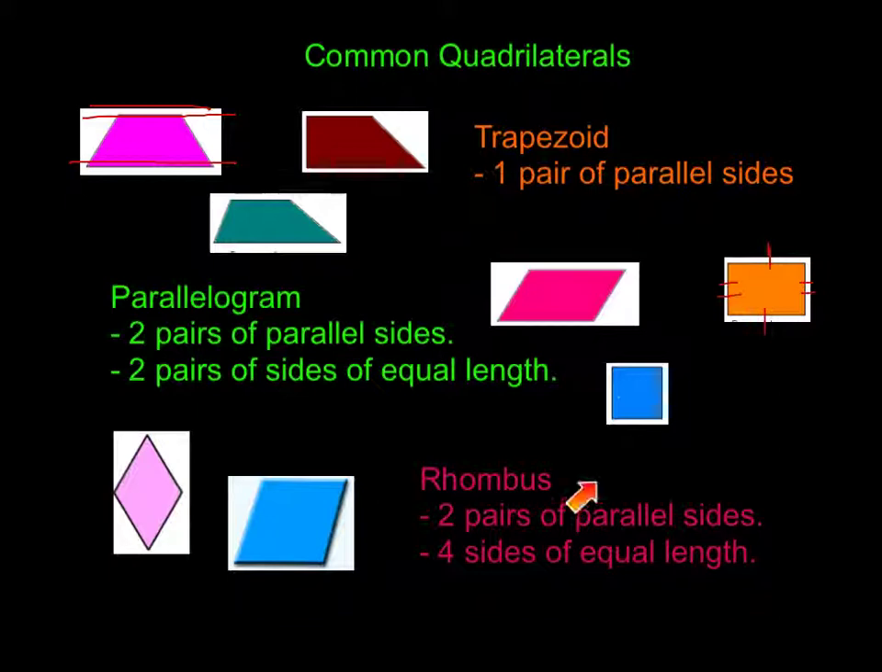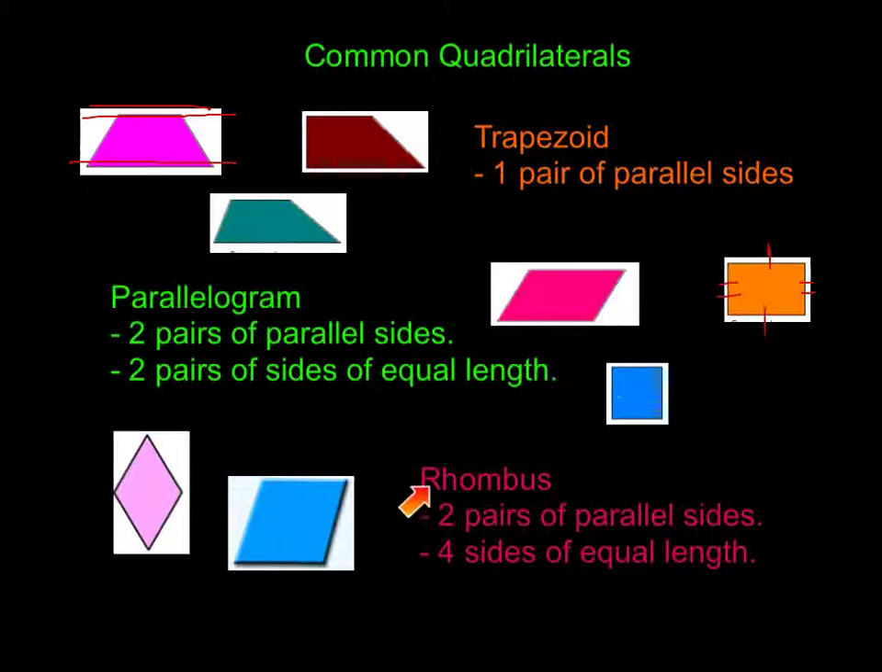Notice we also have a square. A square also fits the parallelogram definition because it has 2 pairs of parallel sides. In this case, they're all the same length, and 2 pairs of sides of equal length, and they all just happen to be all the same length.